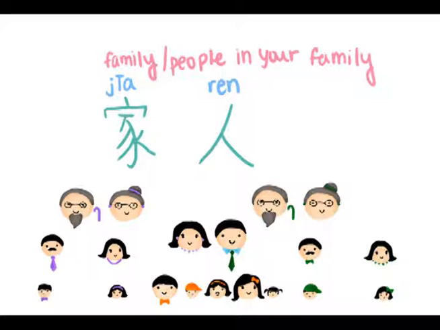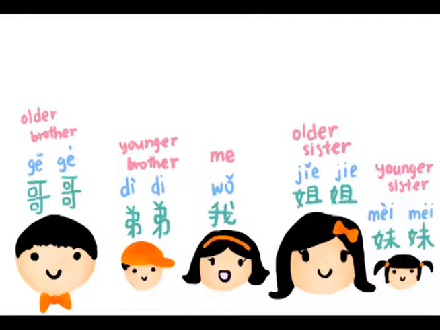家人 means the people in your family. 家 means family and 人 means people. As we learned before, 我 means me. Older brother is 哥哥. Little brother is 弟弟.